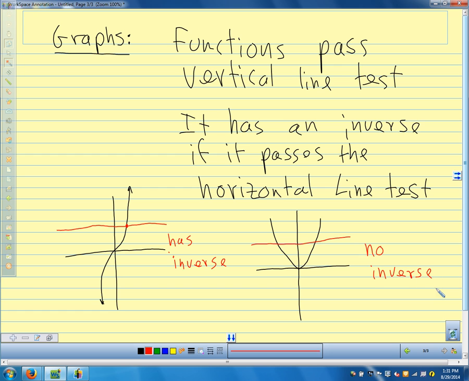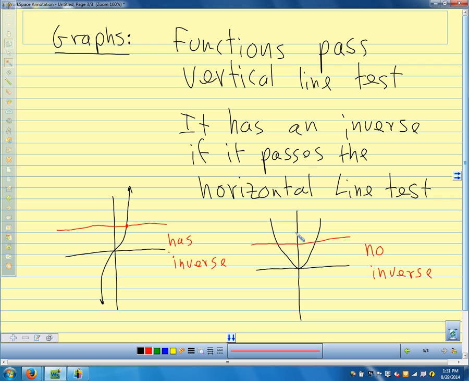So if you flipped it over the x-axis, that would be the inverse of it? This one? Yeah. Well, this function does not have an inverse. So if we flipped it over the x-axis, if we flip it down this way? No, that would not be the inverse. Because this doesn't pass the horizontal line test, so it doesn't have an inverse.